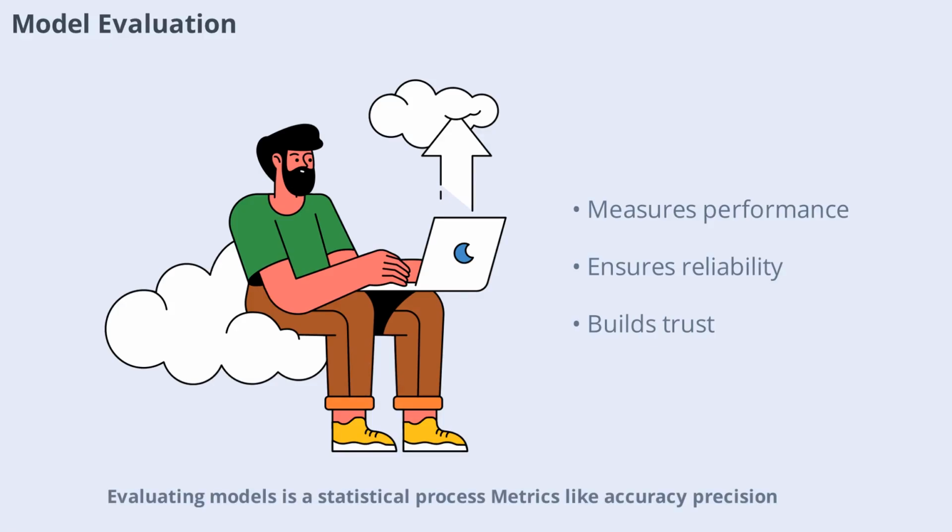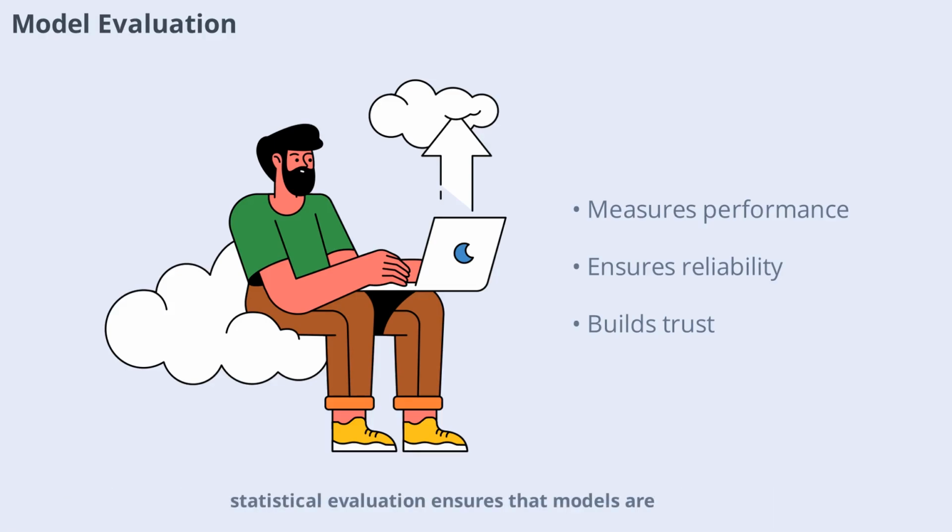Evaluating models is a statistical process. Metrics like accuracy, precision, recall, and F1 score help us measure how well our models perform. In data science, statistical evaluation ensures that models are reliable and generalize well to new data. This step is critical for building trustworthy solutions.